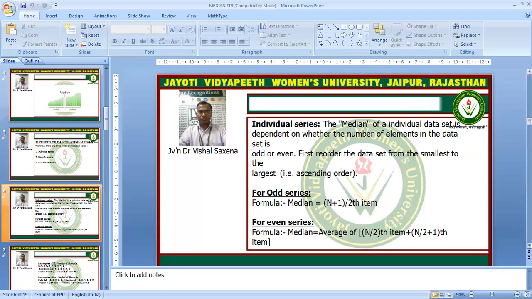First we take the formula for the odd series. The formula for the median is given by the (n plus 1) upon 2th item. And for the even series, the formula of the median is given by the average of the n upon 2th item plus the (n upon 2 plus 1)th item. So there are two different formulas for the odd series and even series in the case of individual series. We have to learn these formulas to apply them to questions or examples, and n represents the total number of data.